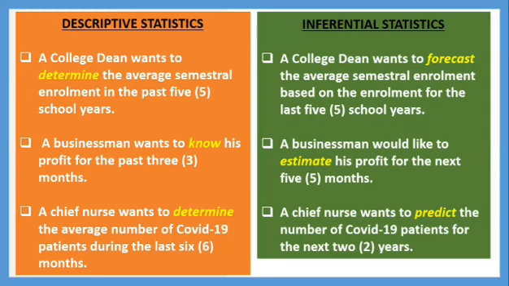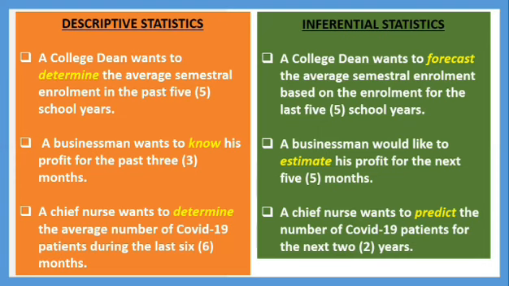In contrary, in inferential statistics, a college dean wants to forecast the average semestral enrollment based on the enrollment for the last 5 years. Meaning to say, the college dean wants to forecast what will be the average enrollment, making use of the historical data for the past 5 school years.